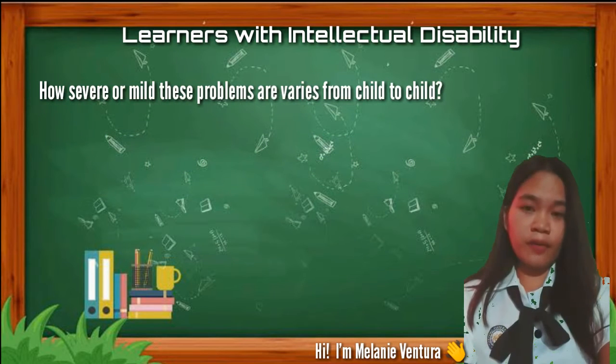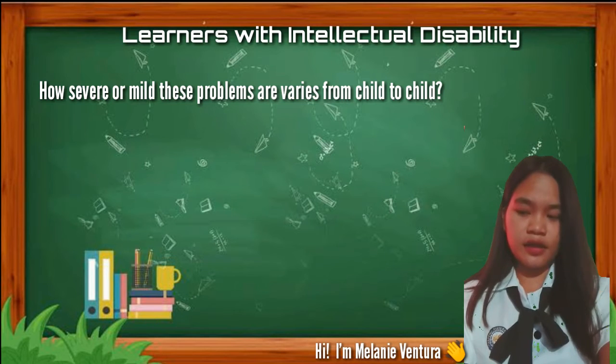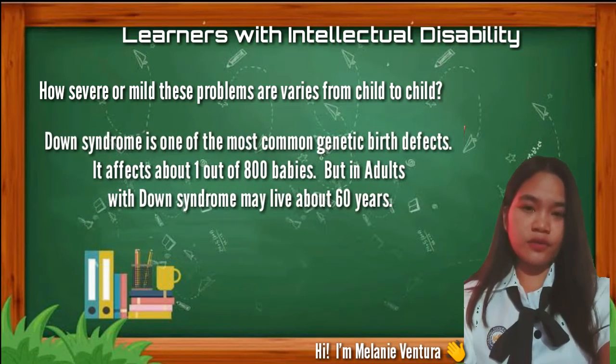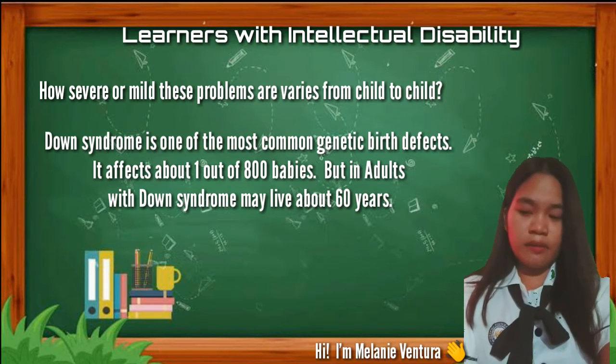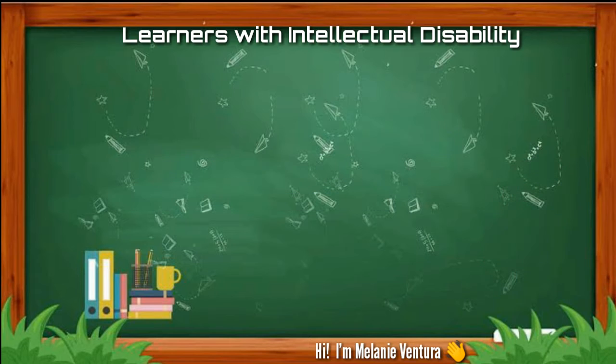How severe or mild these problems are varies from child to child. Down syndrome is one of the most common genetic birth defects. It affects about 1 out of 800 babies, but adults with Down syndrome may live about 60 years.